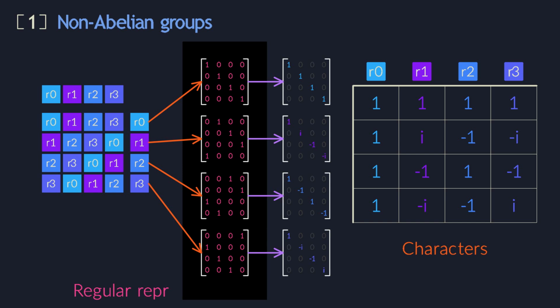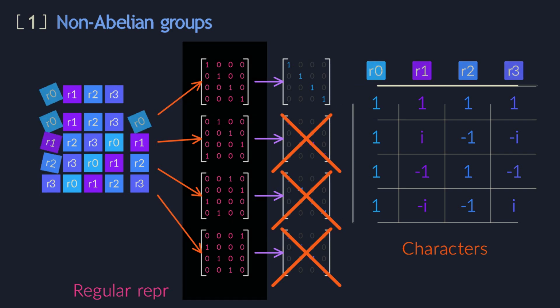This will turn out to be a bit more challenging. The main problem is that when your group is non-abelian, you won't be able to diagonalize all matrices. So you can't decompose the representations into one-dimensional pieces. We can actually understand why this is impossible.